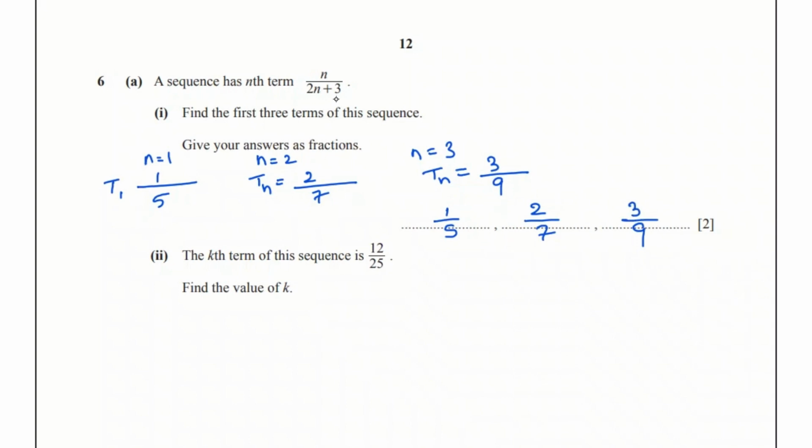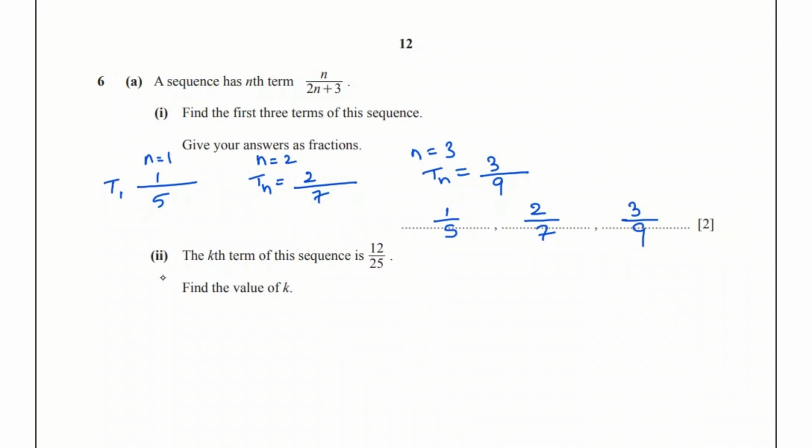4 plus 3 is 7. Yes. Now the next question. The kth term of this sequence is 12 upon 25. Find out the value of k.